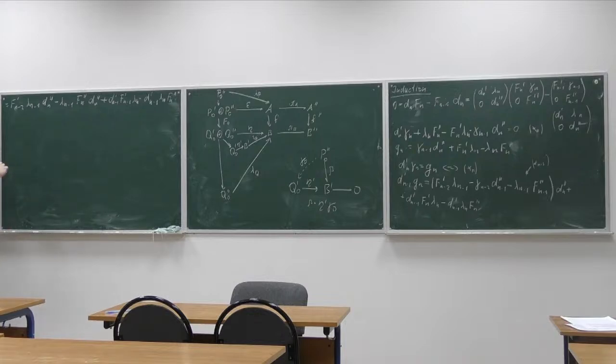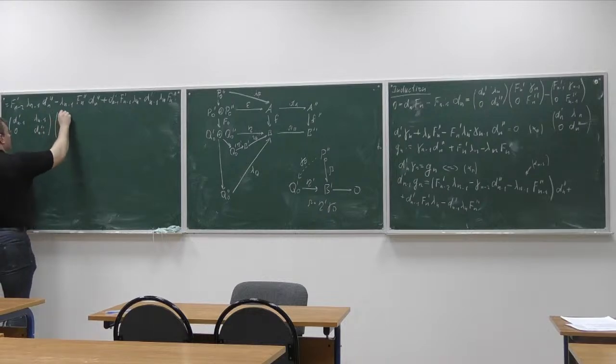If I want to do this, I need to commute these lambdas, d's, and f's. For this, the following is useful. Since d squared is 0, I have the following formula: dn with the index n minus 1, lambda n minus 1, dn minus 1 double prime, composition with the next differential.